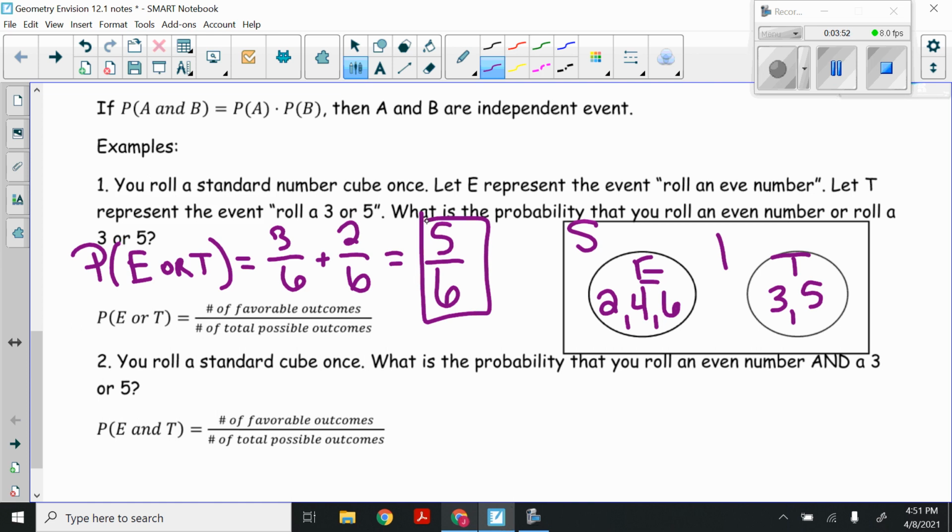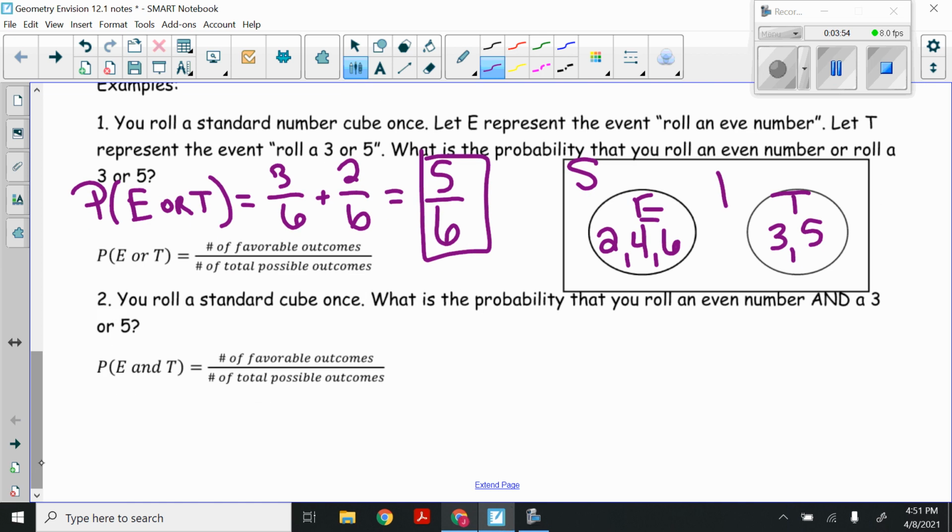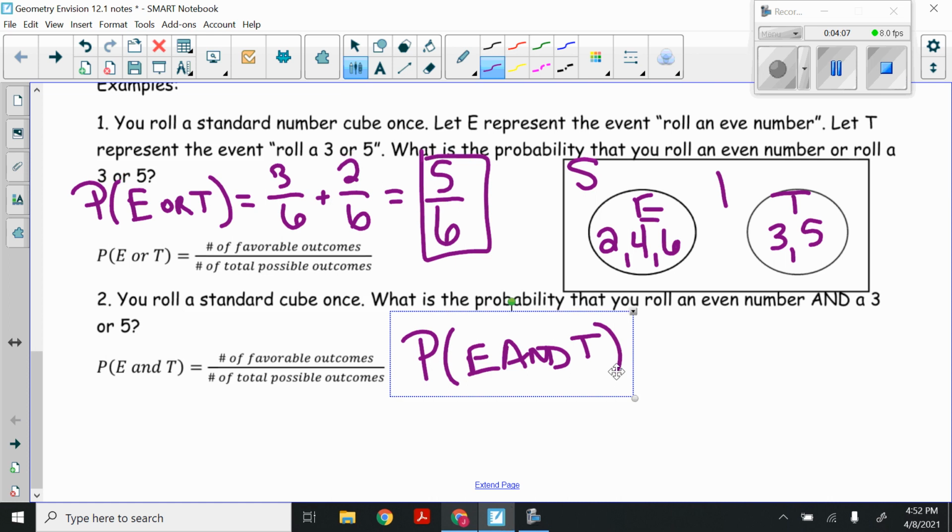Number 2, you roll a standard cube once. What's the probability that you roll an even number and a 3 or 5? So the probability that we get even and a T. This is going to be 0 out of 6, which is 0. Because if I only roll it one time, I'm only going to be able to get one answer. That one answer can never be even and a 3 or a 5.